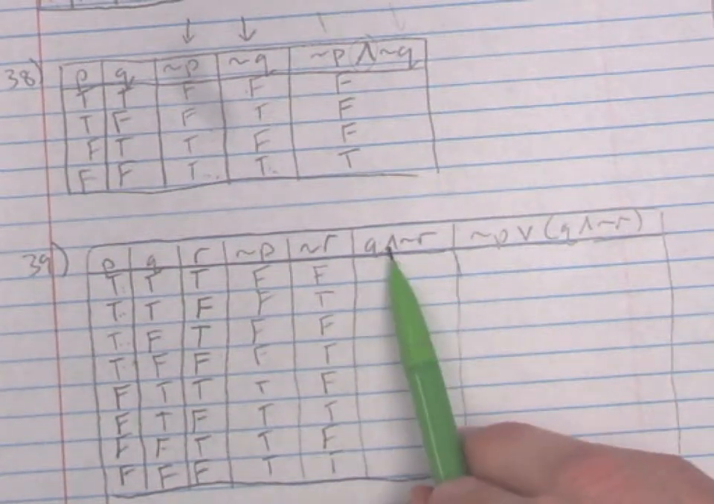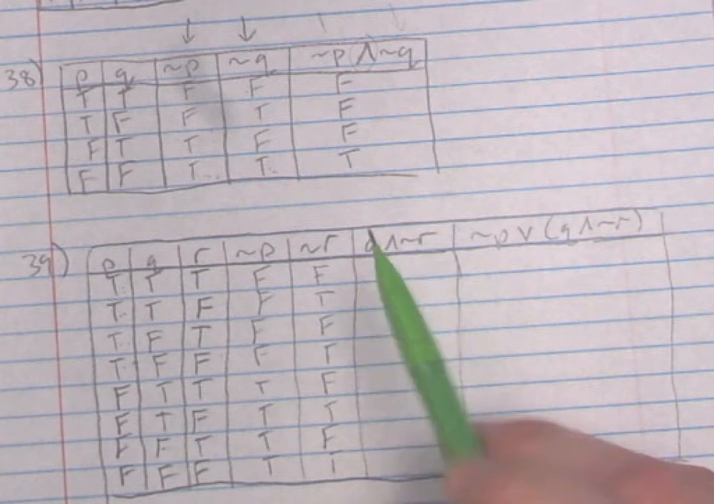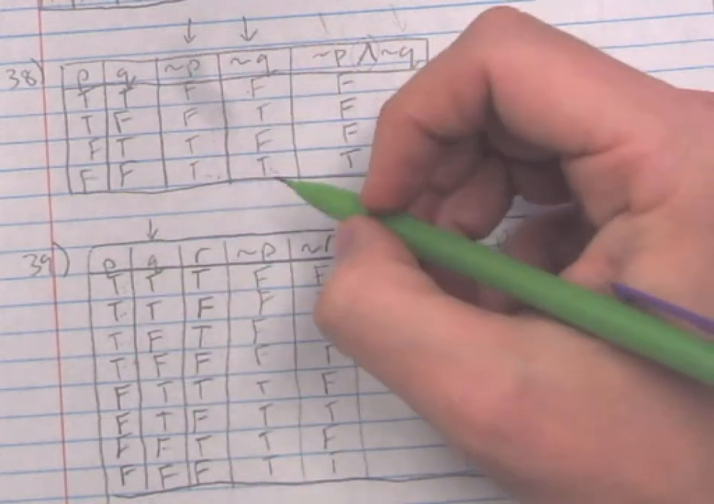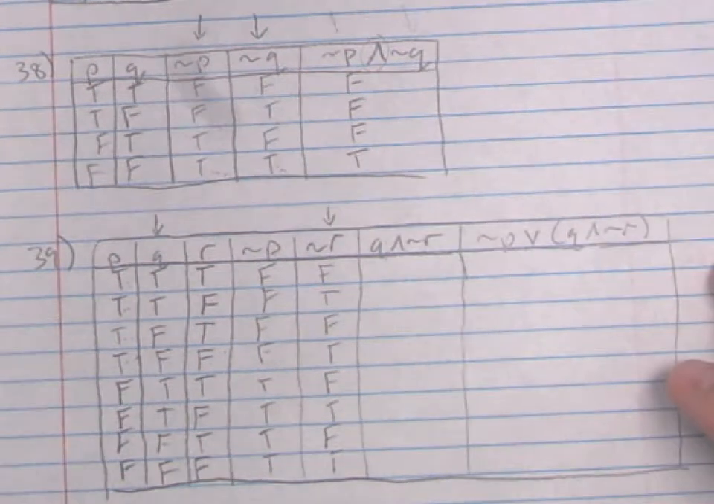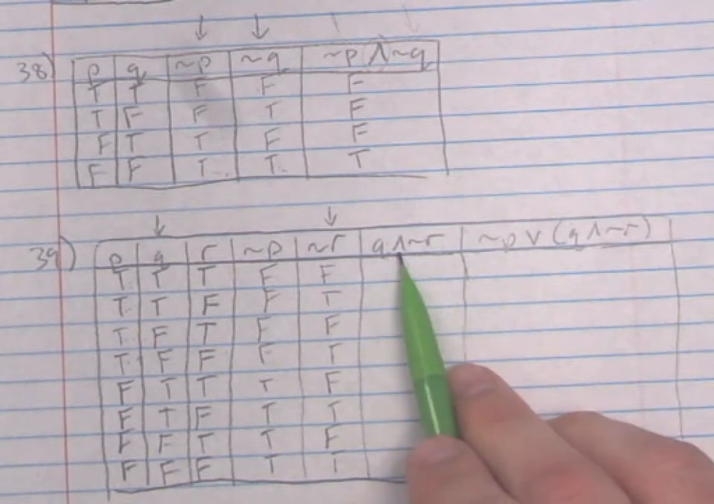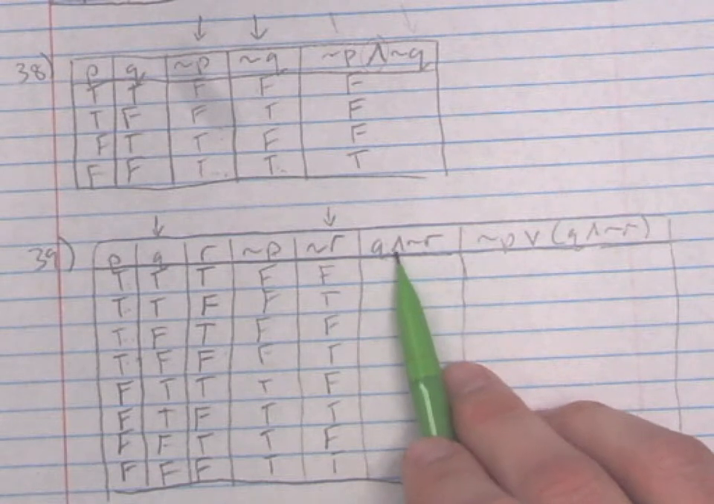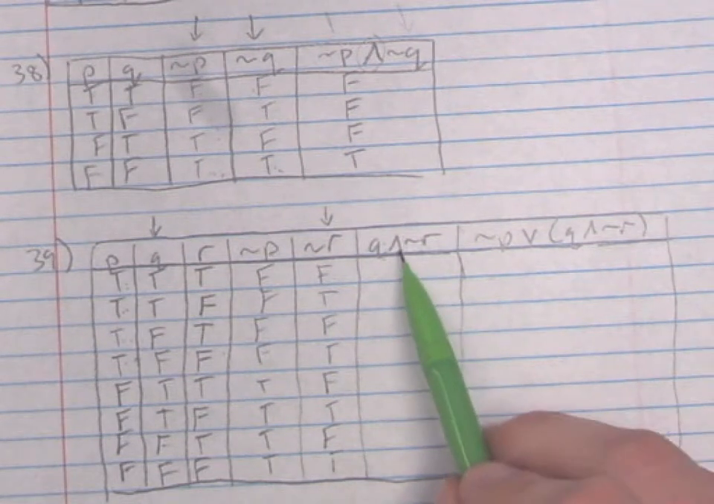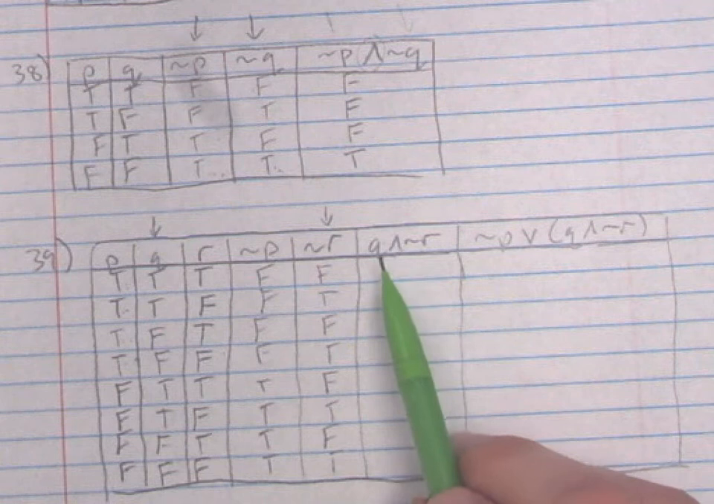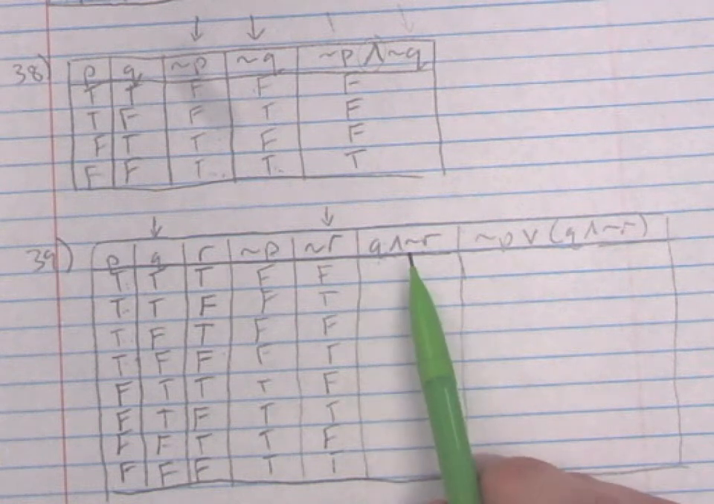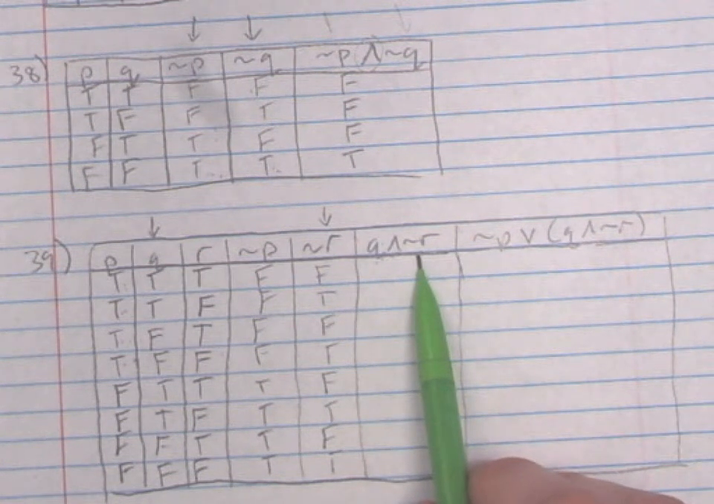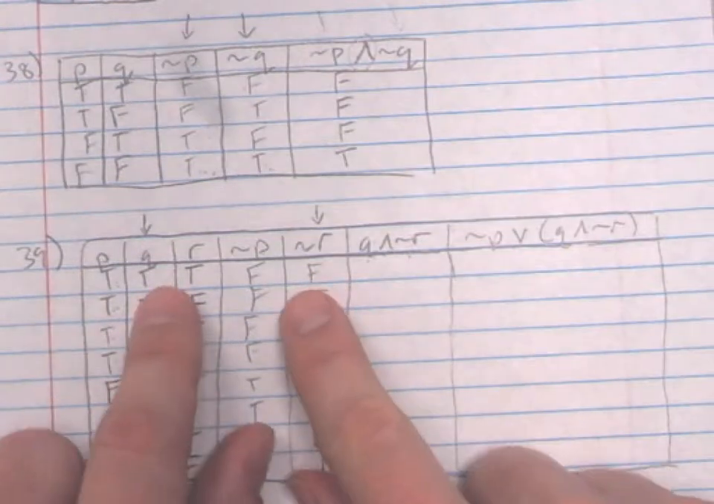Okay, then we have Q and not R. So we're comparing this one, Q, and not R. Those are the 2 we're looking at, and we're combining them with the and symbol. Remember, when we have what we call a conjunction, we use that one. The conjunction is true when both parts are true. So again, we're looking for 2 T's in these 2 columns.